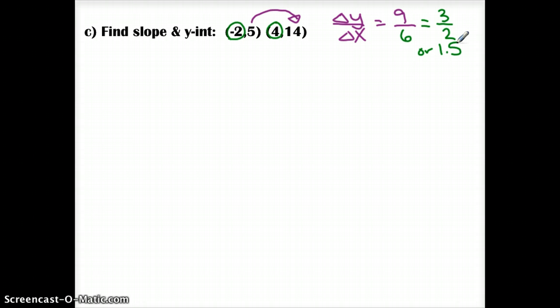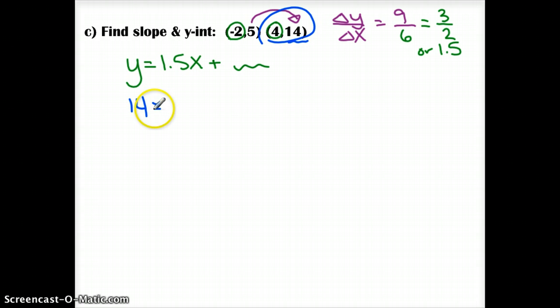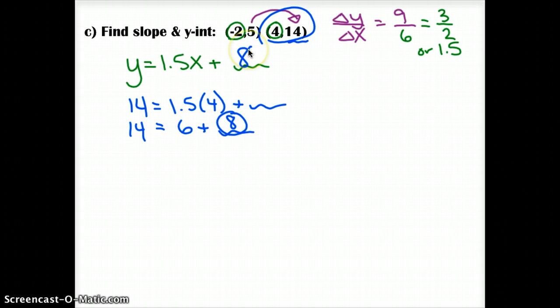Okay, and then I'm going to do that second strategy that I showed you just to practice it. So I know that my equation is going to start out like y equals 1.5x plus something. And I'm going to pick a point. I'm going to pick 4, 14 just because they're both positive and I think I might have less chance of making a mistake. So I know that y is 14. So I know that 14 has to equal 1.5 times my x, which is 4, plus or minus something. Okay? So 1.5 times 4, that's 6. So I'm just looking, 14 equals 6 plus what? Oh, it's 8. Okay? So I think my y-intercept is 8, and my equation should be y equals 1.5x plus 8.